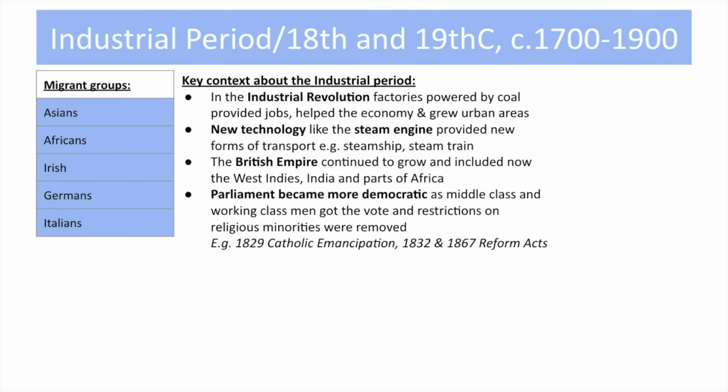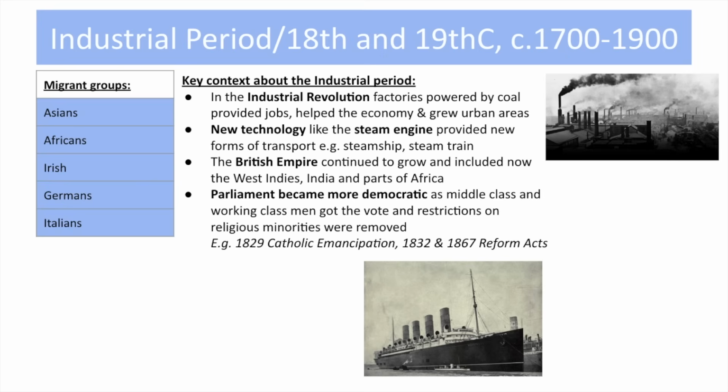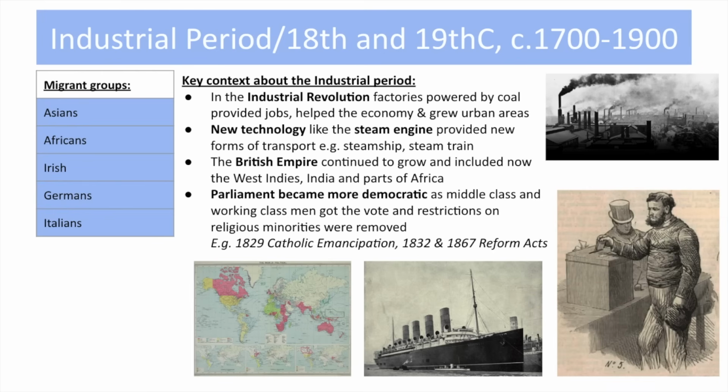So things like Catholic emancipation in 1829, which allows Catholics to be MPs. Things like the 1832 and 1867 Reform Acts increase the right to vote. And those are all reasons to migrate to Britain in this period.